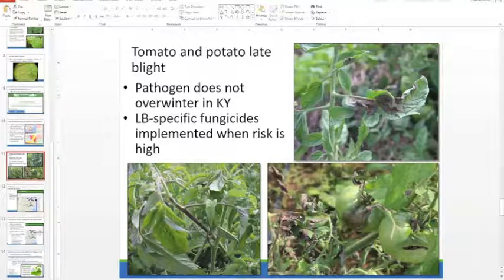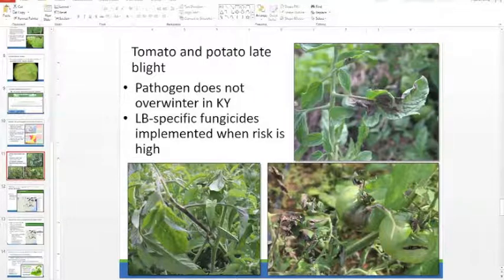You can take a look at some of these pictures that are showing common late blight symptoms. Like the downy mildew pathogen, this pathogen also sporulates on the undersides of leaves, but it sporulates excellently on fruit.